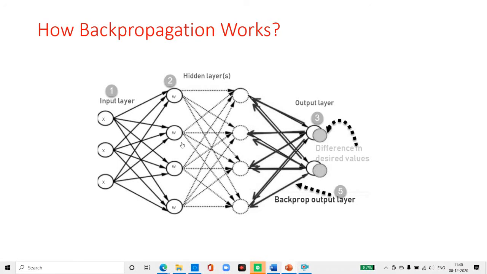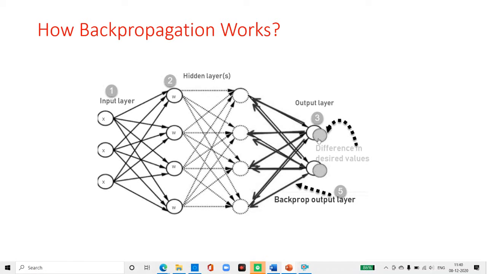Okay, so calculate the error in the output. The equation is: error equals actual output minus desired output. If we get the difference between the actual output and the desired output, then the error signal is generated. So here is the difference from the desired output. So this is the output layer.